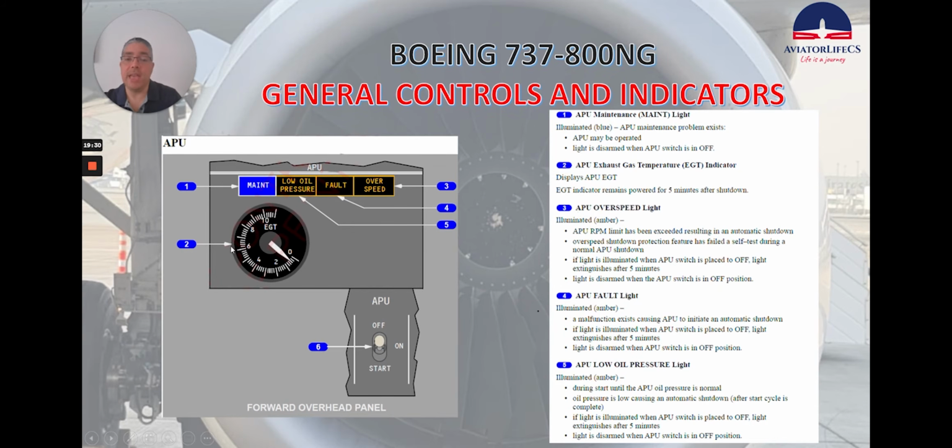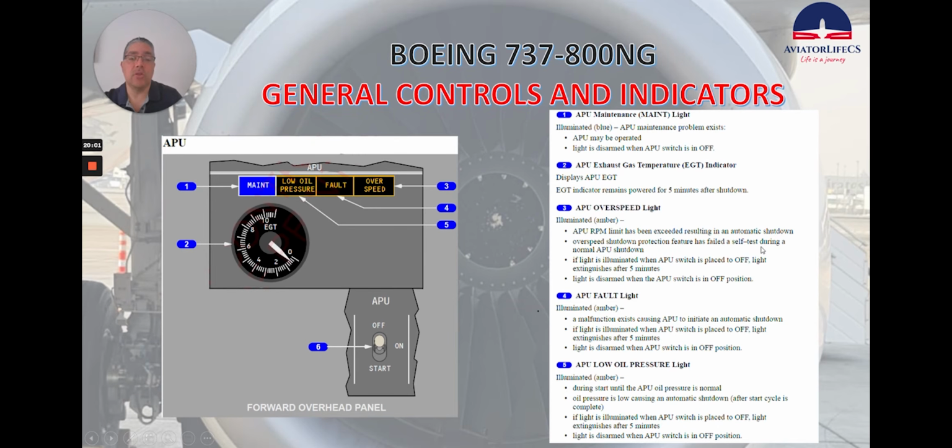Number two is the APU exhaust gas temperature EGT indicator and displays APU EGT. EGT indicator remains powered for 5 minutes after shutdown. Number three, we have the APU overspeed light. Illuminated amber, APU RPM limit has been exceeded, resulting in an automatic shutdown. Overspeed shutdown protection feature has failed.